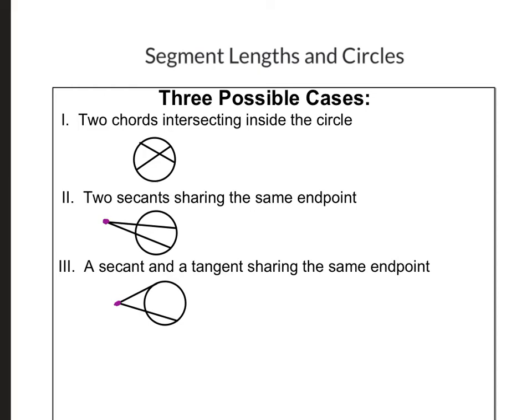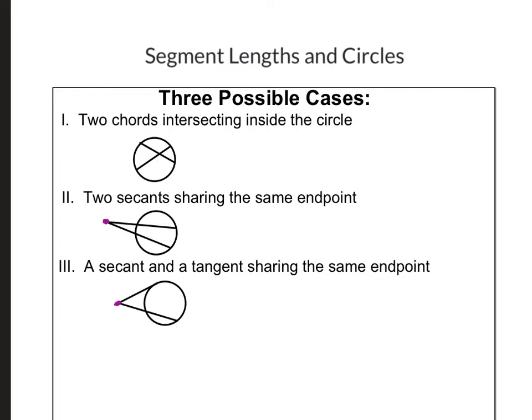Alright guys, welcome to another exciting section of geometry here in our circles chapter. We will be talking about different lengths of segments that result from different types of segments intersecting in circles. And there's really three possible cases. They each have their own formula, and you just need to be aware of which situation your problem's dealing with.